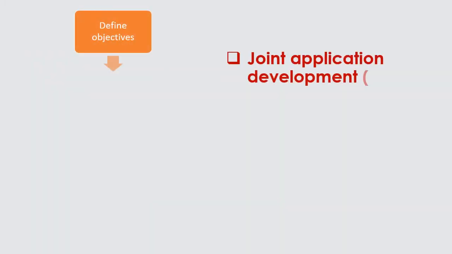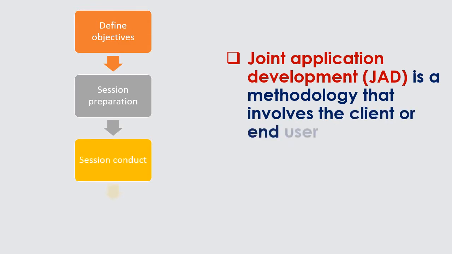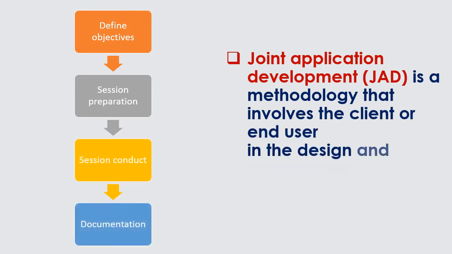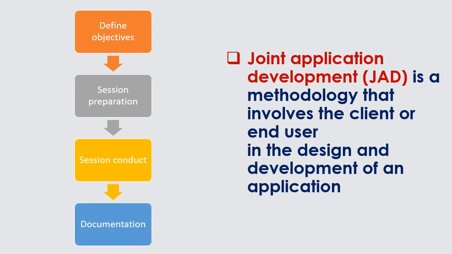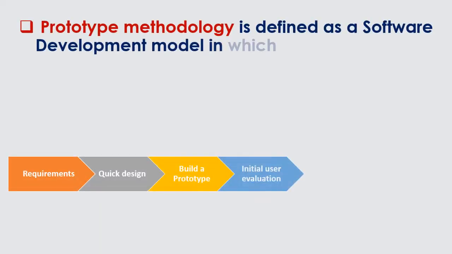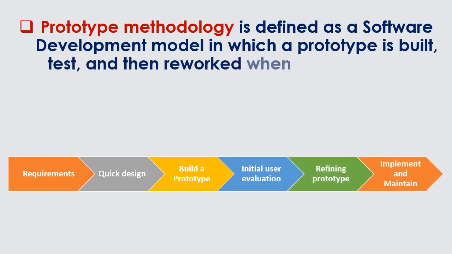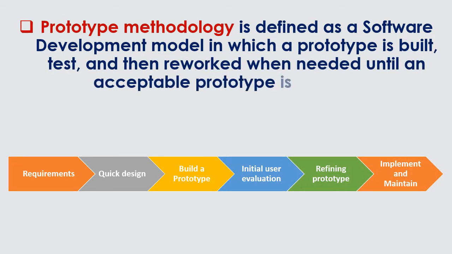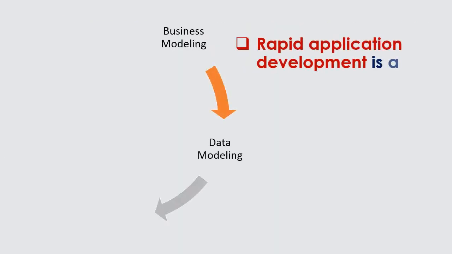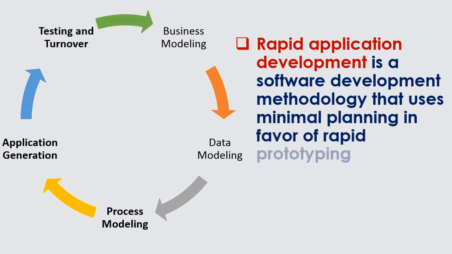Joint application development, JAD, is a methodology that involves the client or end user in the design and development of an application. Prototype methodology is defined as a software development model in which a prototype is built, tested, and then reworked when needed until an acceptable prototype is achieved. Rapid application development is a software development methodology that uses minimal planning in favor of rapid prototyping.